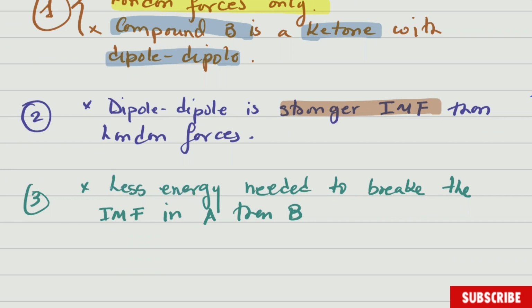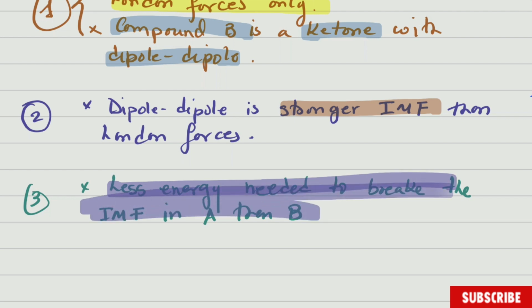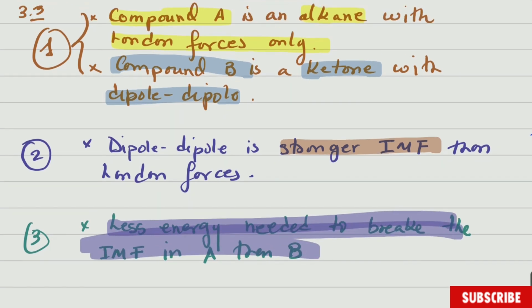And you always have to say or explain this type of work in this specific way. You first identify the type of intermolecular forces, you second compare the strength of the intermolecular forces, and you end up speaking about the energy. Very important. Many learners forget to speak about the energy needed, and this is very important. If you forget, you don't get marks.